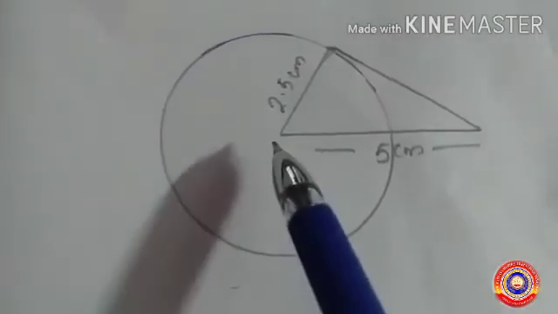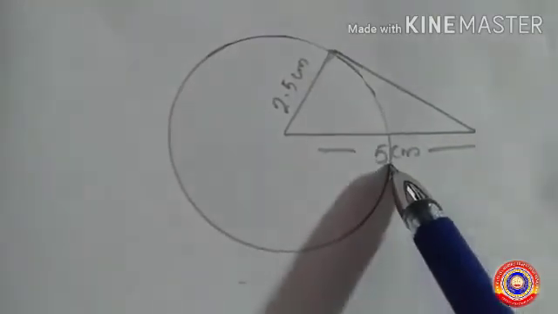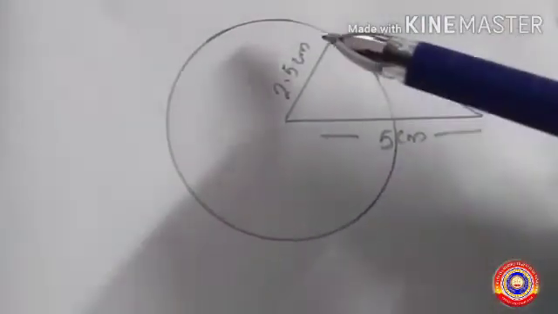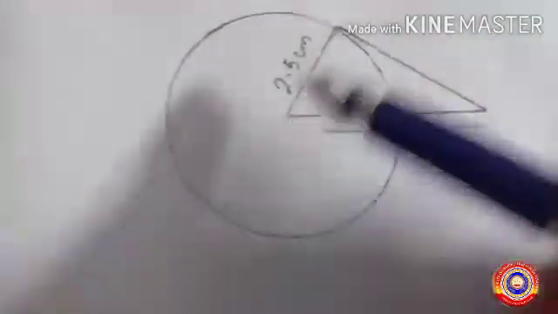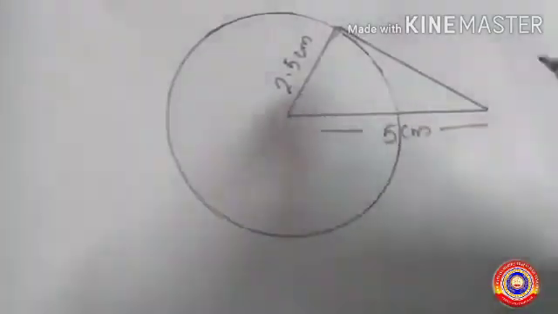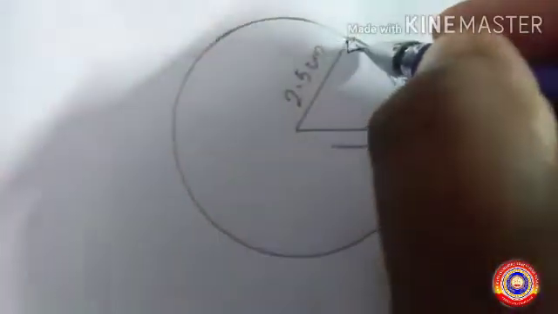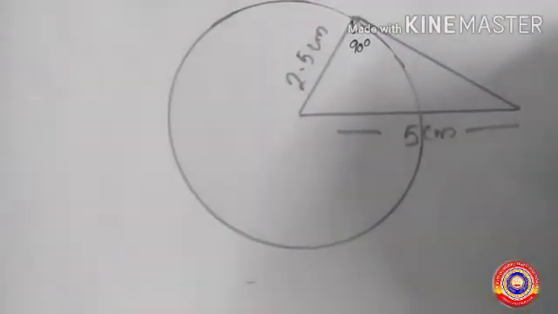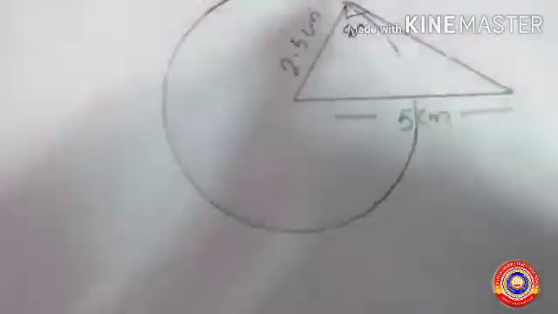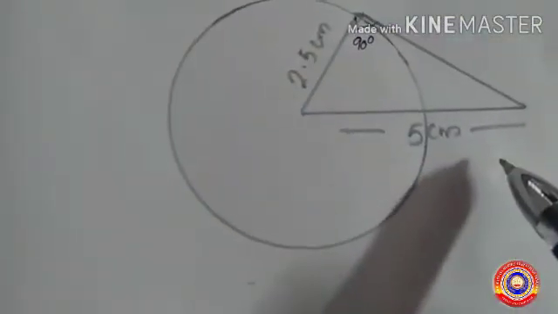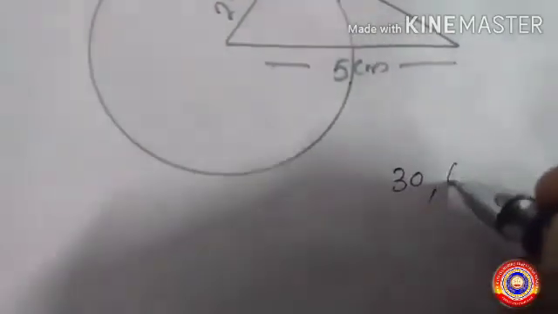Here, the length of the line drawn from center to a point outside the circle is 5 cm and its radius equal to 2.5 cm. We know that angle between radius and tangent is equal to 90 degree. Students, recall the ratio of sides of a triangle having angles 30, 60, 90 degrees: 1:√3:2.